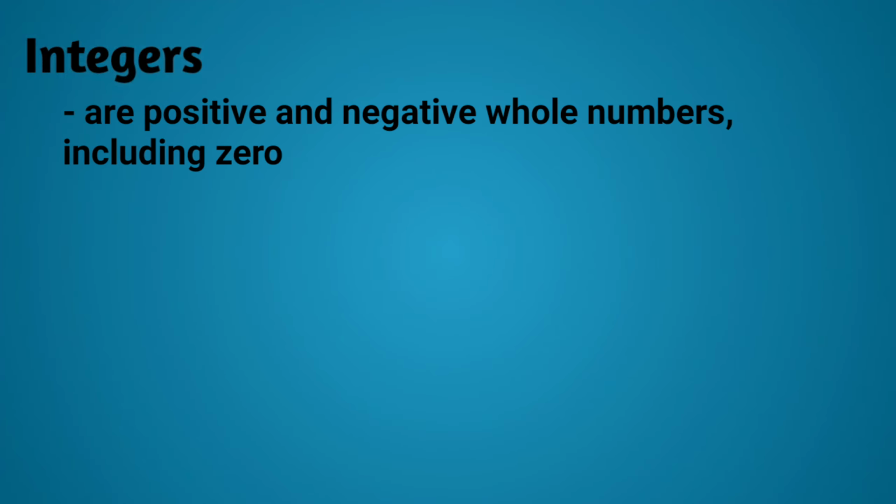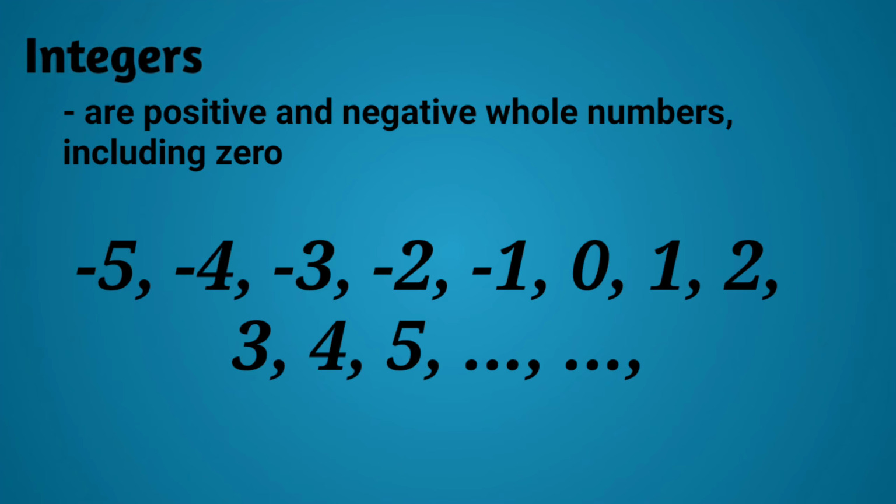Next, we have integers. Integers can be both positive or negative. It includes any whole number you can think of, either positive or negative, including 0. Examples of integers are -5, -4, -3, -2, -1, 0, 1, 2, 3, 4, 5, and so on.